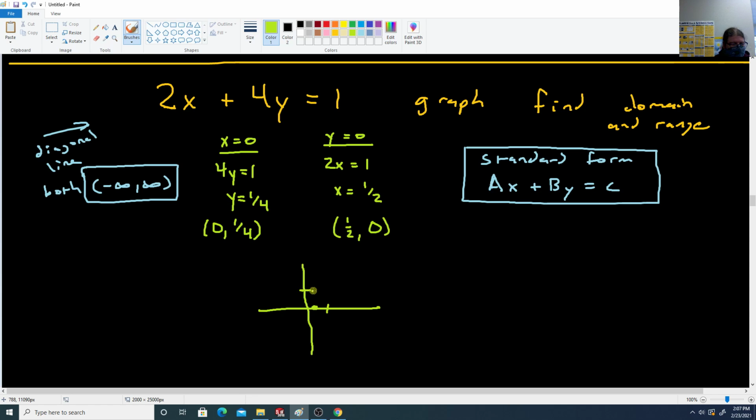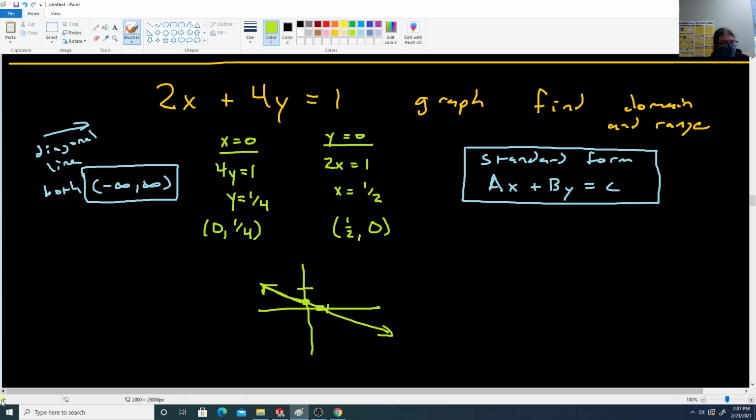Sorry, I did that backwards. X value 0, y value 1/4, which is right here. And then this is x value 1/2, y value 0, which is there. And then we can just connect between them with the diagonal line. And that'll be your graph.